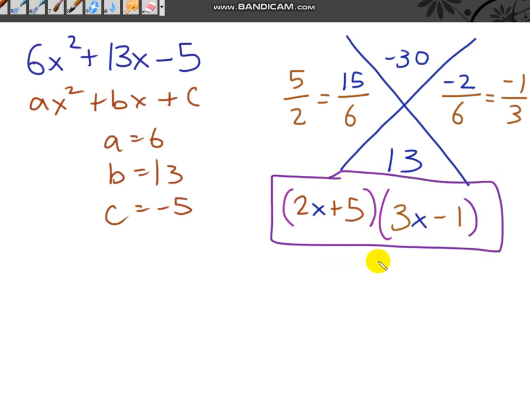What I want you to do is go ahead and use FOIL, and use box to see if this factored expression is the same thing as what we started with. Now I'm going to show you one more example, and hopefully you guys have started to see a pattern with what I've been going over.